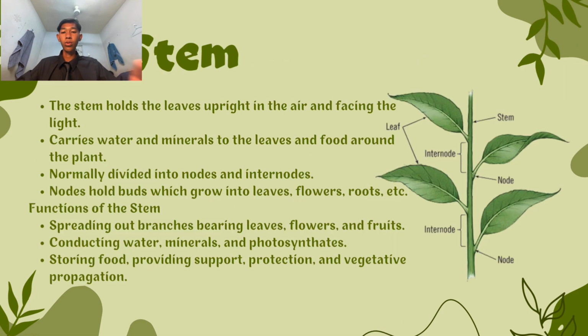Now we will go to stem structure. The stem holds the leaf upright in the air, facing the light, and carries water and minerals to the leaf and fruit around the plant. It is normally divided into nodes and internodes. Nodes have buds which grow into leaf, flower, roots, and so on. The functions of the stem are spreading out the branches, bearing leaf, flowers, and fruits, conducting water and minerals, photosynthesis, storing food, providing support, protection, and vegetative propagation.